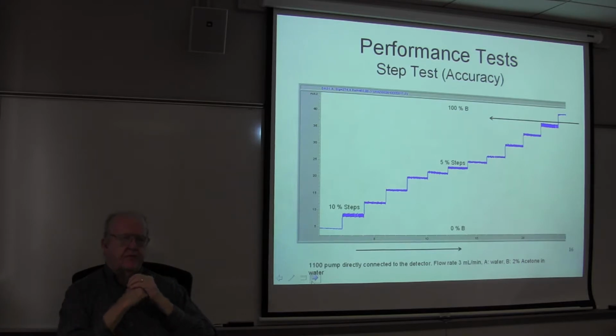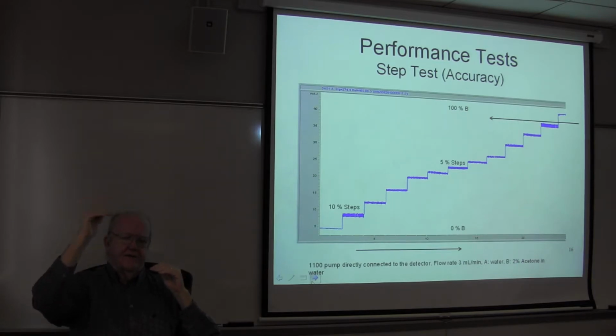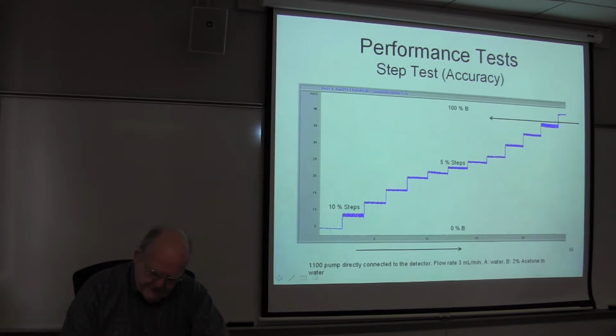There's another important way to check the accuracy of the gradient, and that's to do a series of gradient steps. And again, we use water with acetone in it. So this is 100% water here, no acetone. Notice the baseline. Each of these is 10 milliabsorbance units. So the noise here might be 5 or 10 microabsorbance units, and that's due to the residual pressure pulses more than anything else.